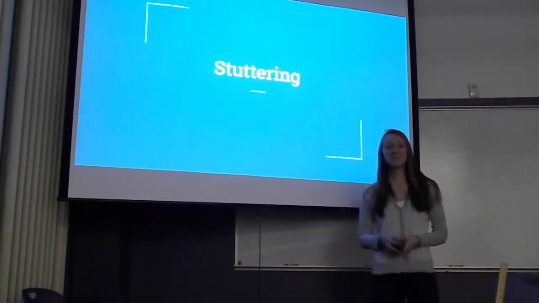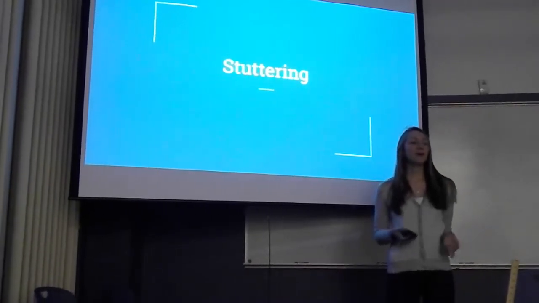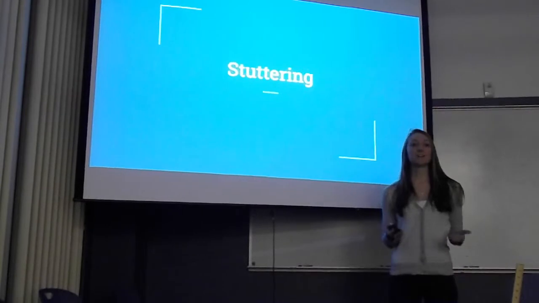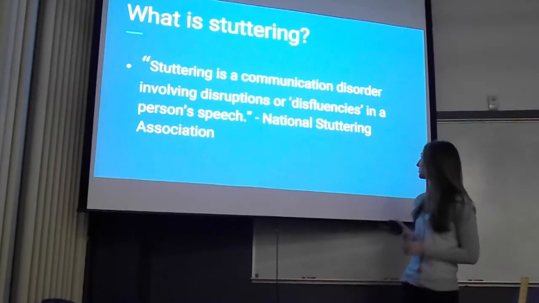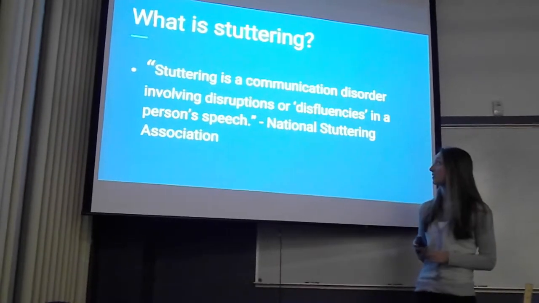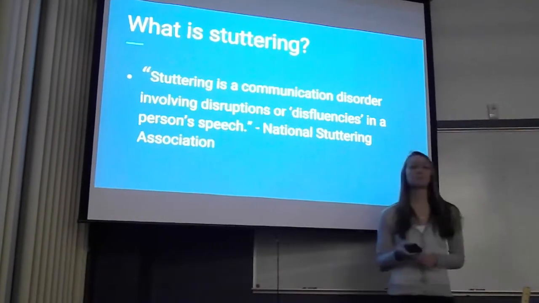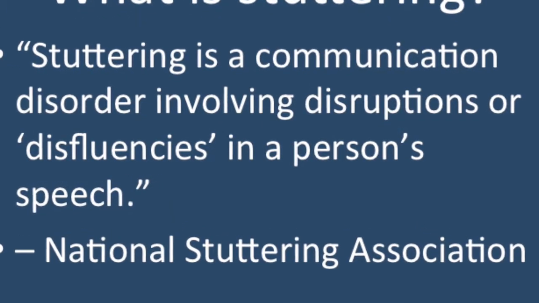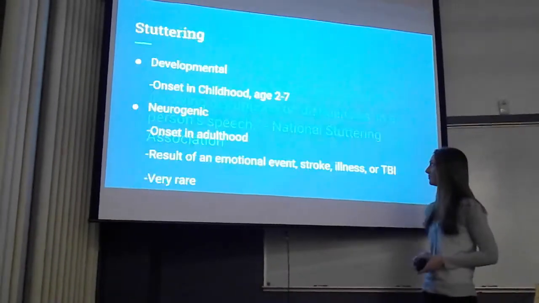All right, I'm going to talk to you guys about stuttering. I chose stuttering because it's really important to know about as future SLPs. It also has a lot of neurological components as well. The National Stuttering Association describes stuttering as a communication disorder involving disruptions or disfluencies in a person's speech. So really any kind of interruption that takes away from the meaning of someone's communication is considered stuttering.